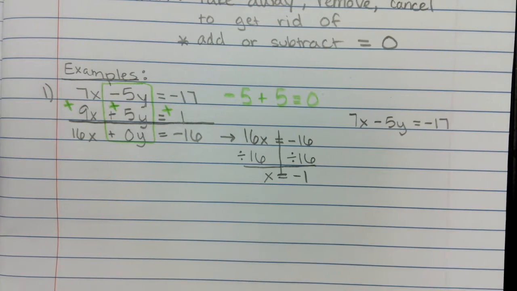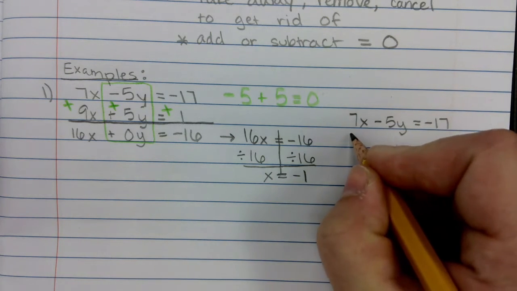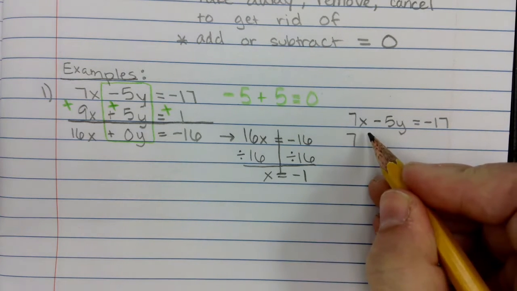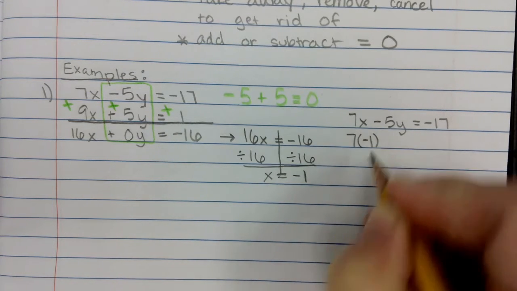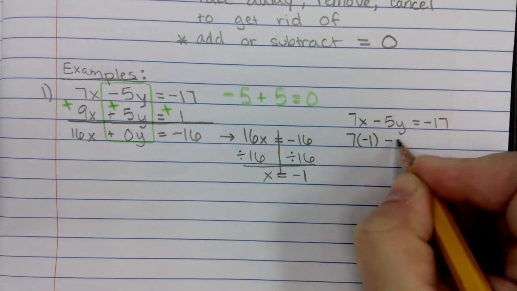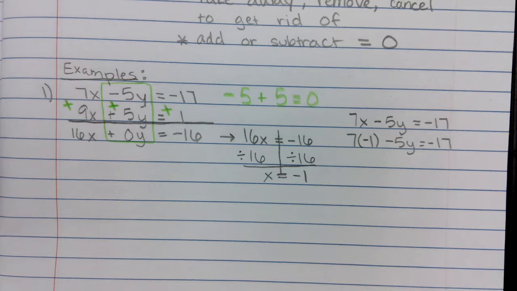All right, so 7. I know what my x is. What number is our x? Negative 1. So I'm going to say 7 times negative 1 minus 5y equals negative 17. And then we have to solve that equation for y. You're so close to finishing that problem. So 7 times negative 1. Negative 7 minus 5y equals negative 17. And then we're solving that equation to find y.